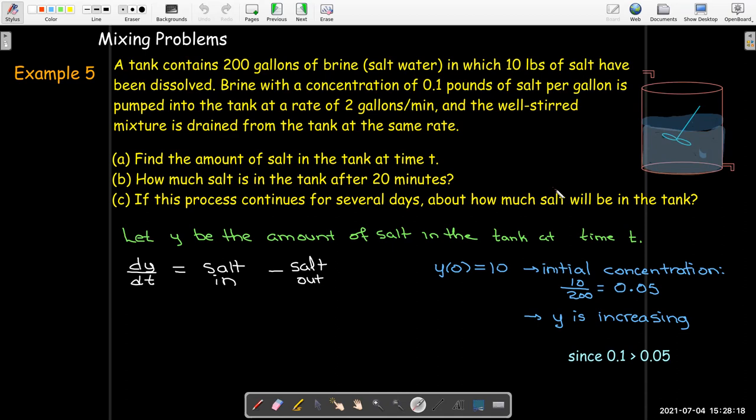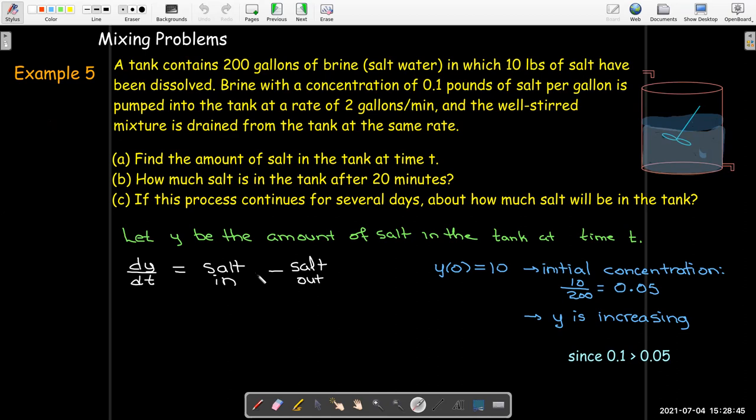So our governing equation is that the change in the amount of salt is going to be the difference between the amount of salt that's going into the tank and the amount of salt that's coming out of the tank. It's a very simple formula when you think about it. We've got this brine coming in at the top. We're draining it from the bottom. And it's draining at the same rate, so that makes the problem simpler.